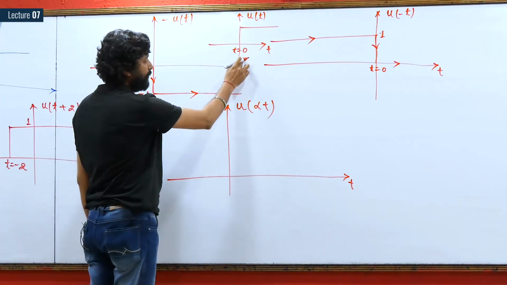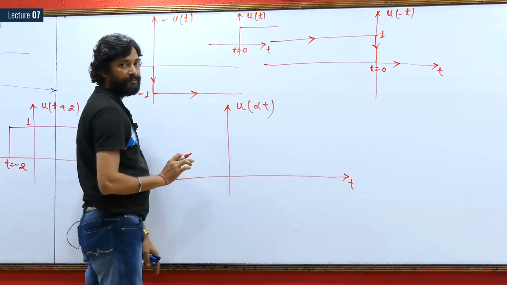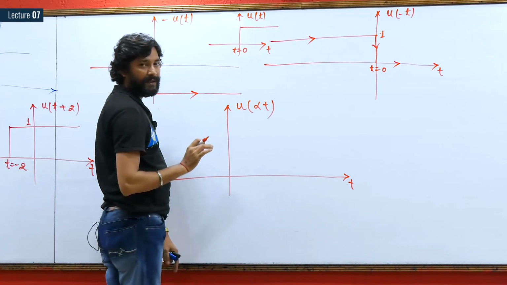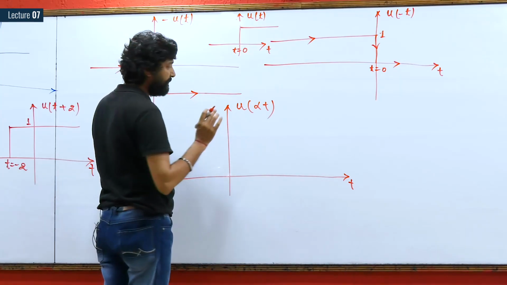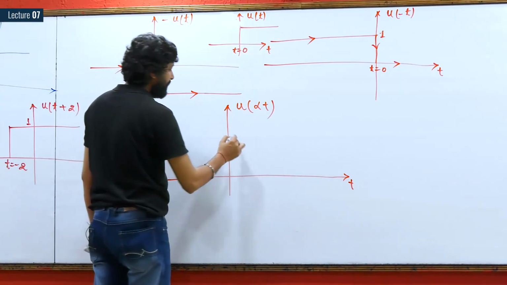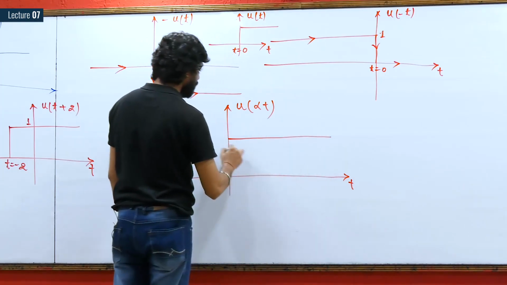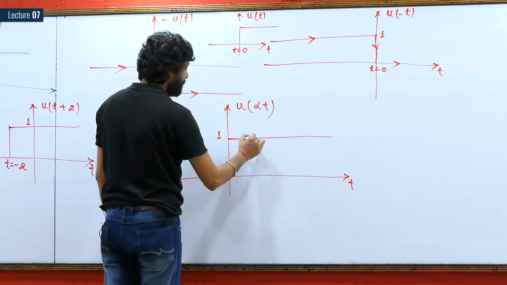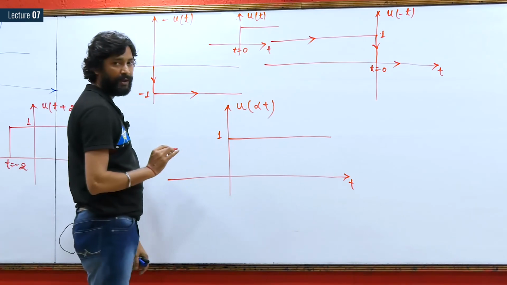If you divide 0 by alpha, again you will have 0, and if you divide infinity by alpha, again you will have infinity only. Therefore the u of alpha t signal is the same as that of u of t, which has value 1 after t equals 0. It is the function u of alpha t.